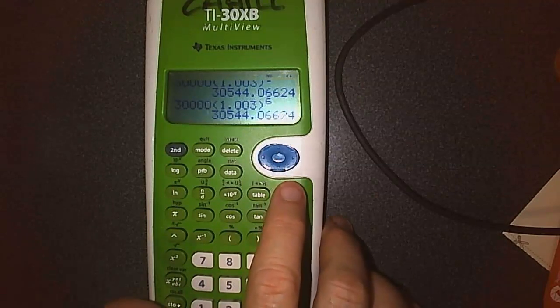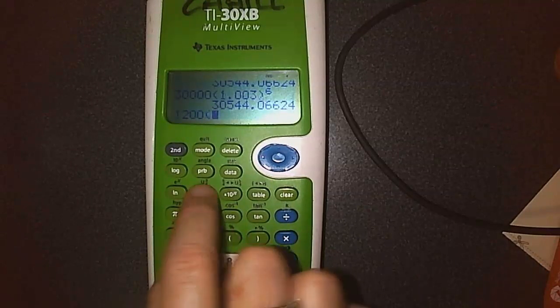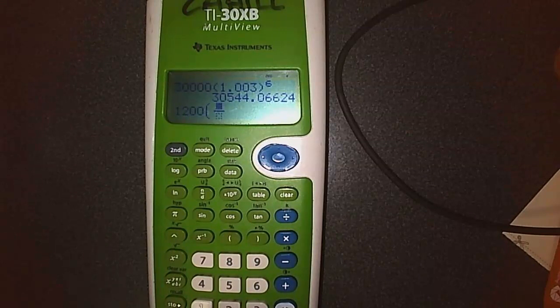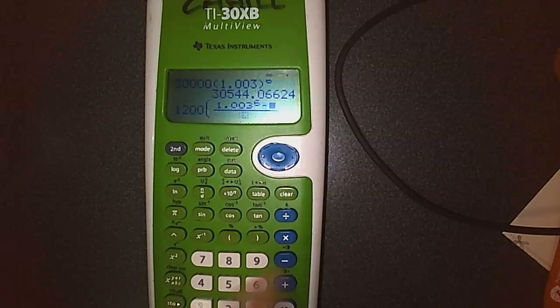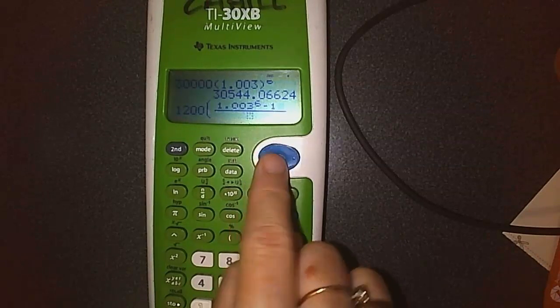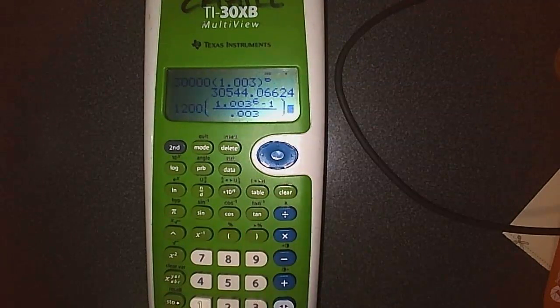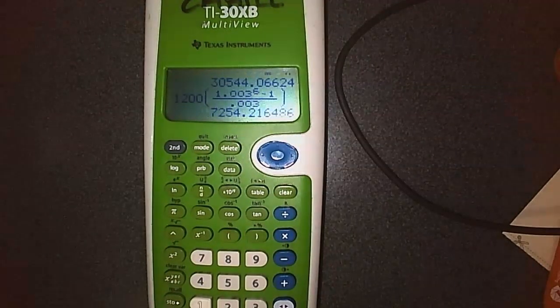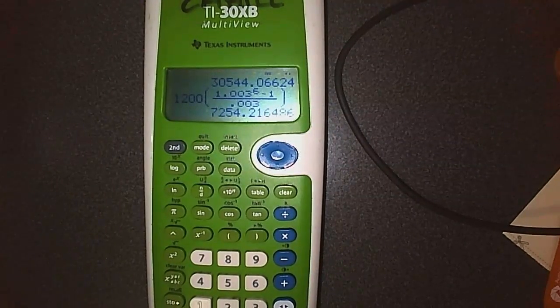Now I'm going to work out the second part. So 1200, multiplied by 1.003 to the 6. Move my cursor over, take 1, over 0.003. Close my brackets, and I've got $7,254.22.